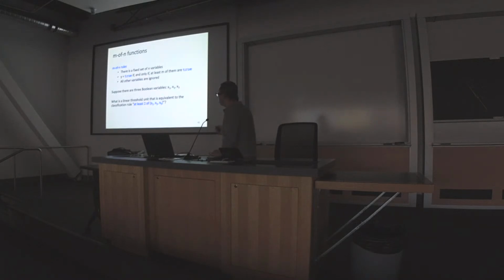So suppose you have three Boolean variables, x1, x2, x3. Now my 2-of-3 function is just saying this function is 1 if at least 2 of these 3 variables are true. For example, if x1 and x2 are true, then the function is true. If x2, x3 are true, the function is true. Or x1, x3 true, the function is true. But if only one variable is true, then the function is still 0. Now I want to ask, how do you represent this m-of-n rule as a linear classifier?